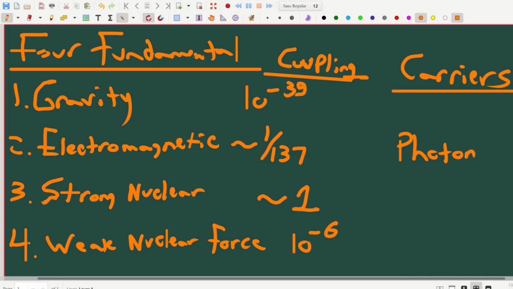And the strong force carriers were not discovered until the 60s or something like that. The carrier of the force, the particle, is called a gluon, right? Named after glue. It glues the nuclei together.